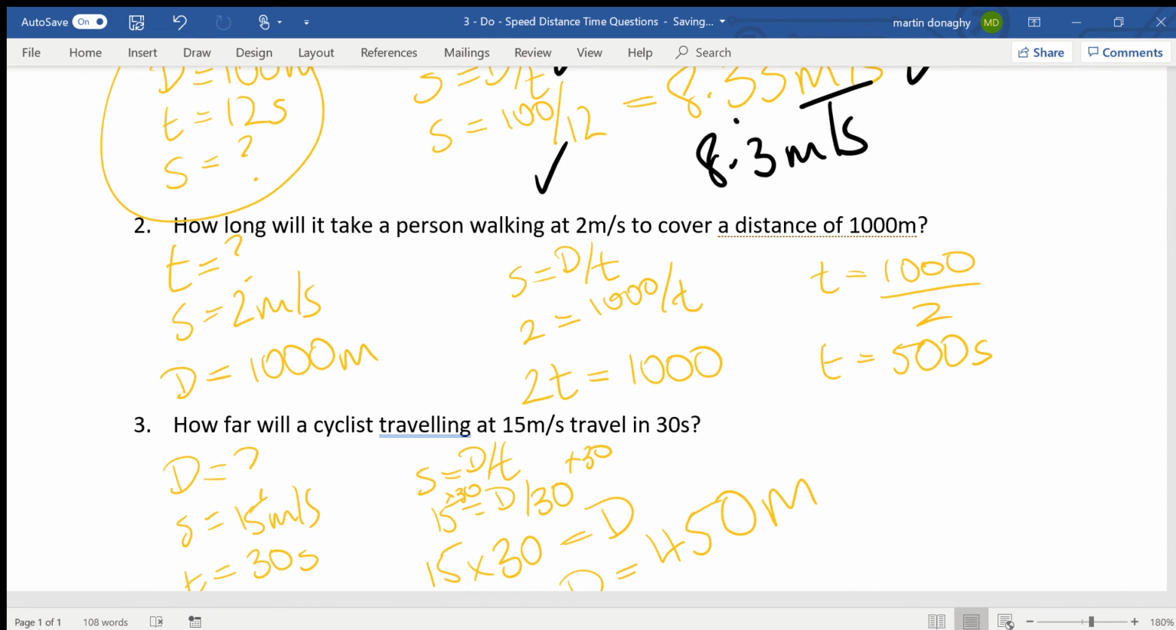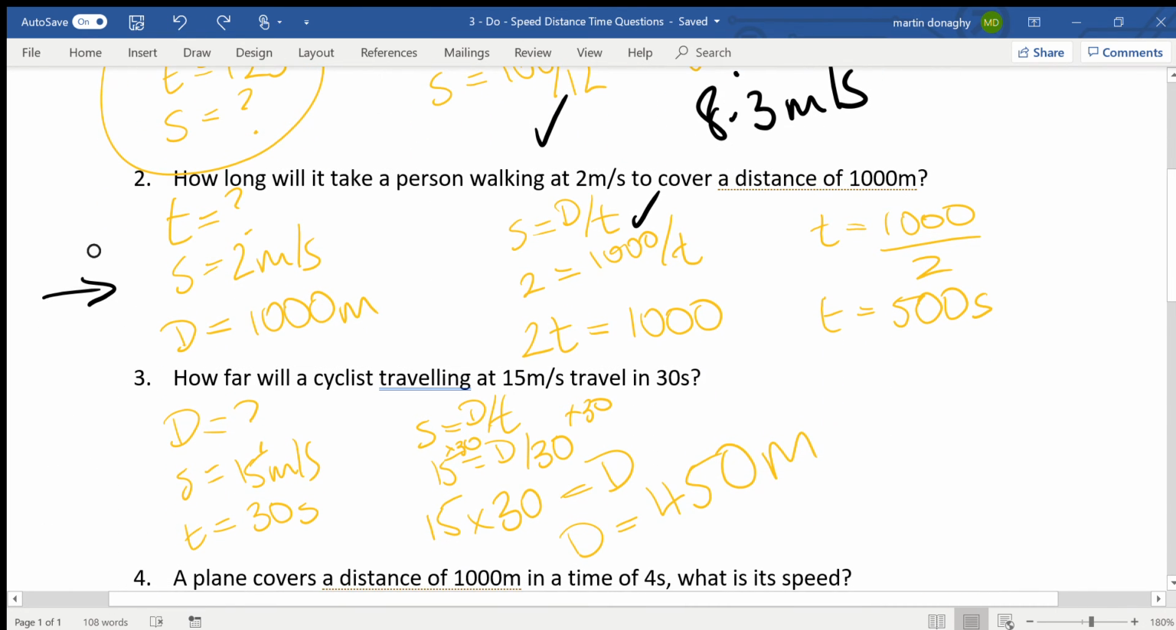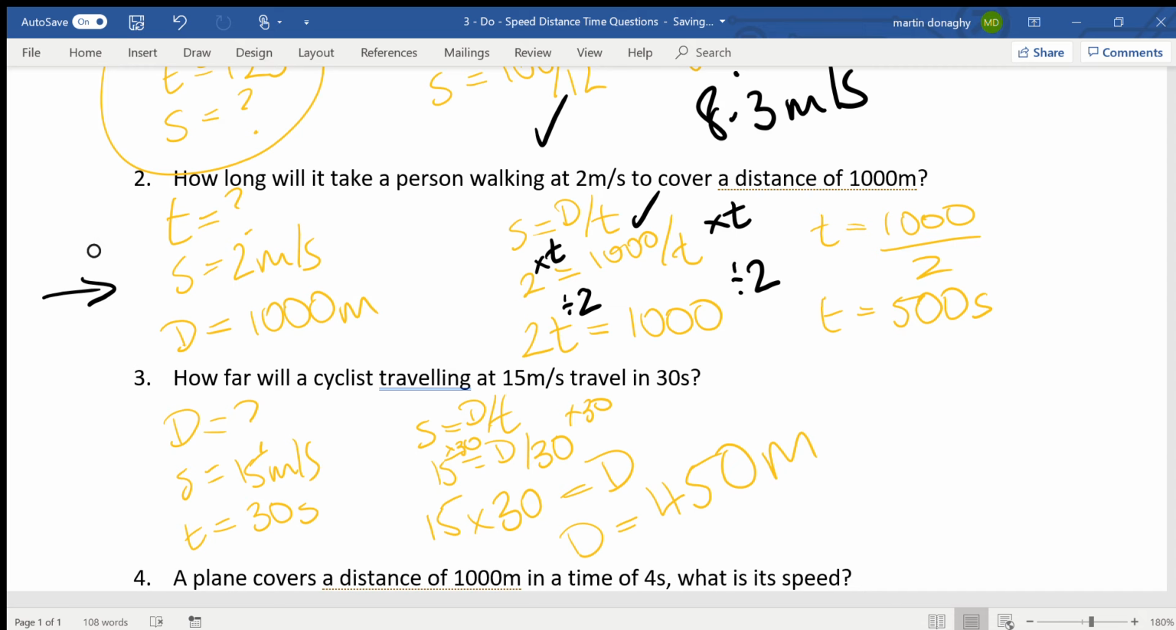Second one, how long will it take a person walking 2 meters per second to cover a distance of 100 meters? Once again, extract the information. Write out the equation, because that's worth a mark. Write it out again, put in the values that you know, and we get to here. Now, when we're dividing by t, it's always quite difficult to work out what t is. So we multiply both sides by t, which will give us 2t equals 100. We then divide both sides by 2, and that gives us t is 50 seconds.